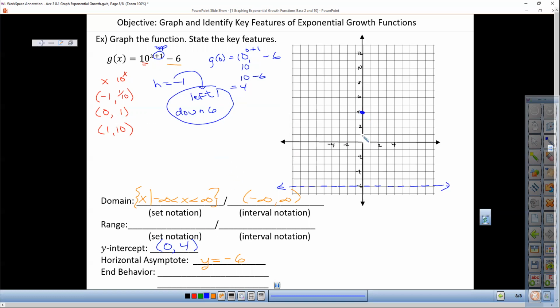Now 0, 1 is going to move left 1 and down 4. 1, 2, 3, 4. And then I have this -1, 1/10, and it's going to move left 1 and down 4. 1, 2, 3, 4. So it's only getting right here. So what I have going on here then is... -2. I'm just checking my math here.